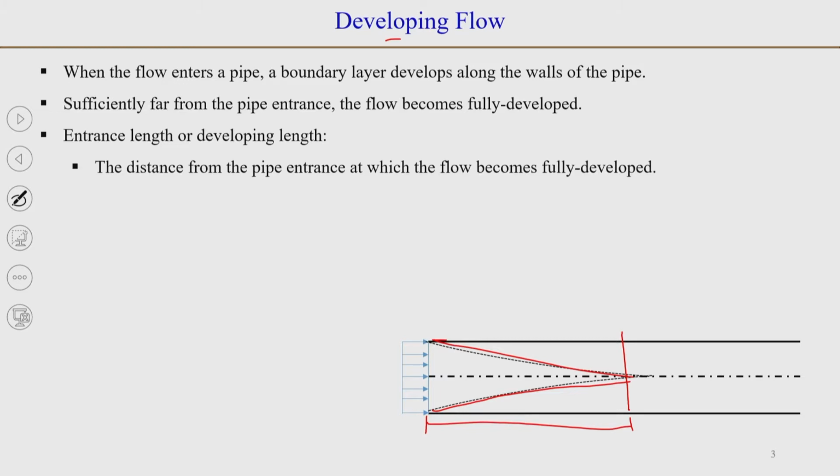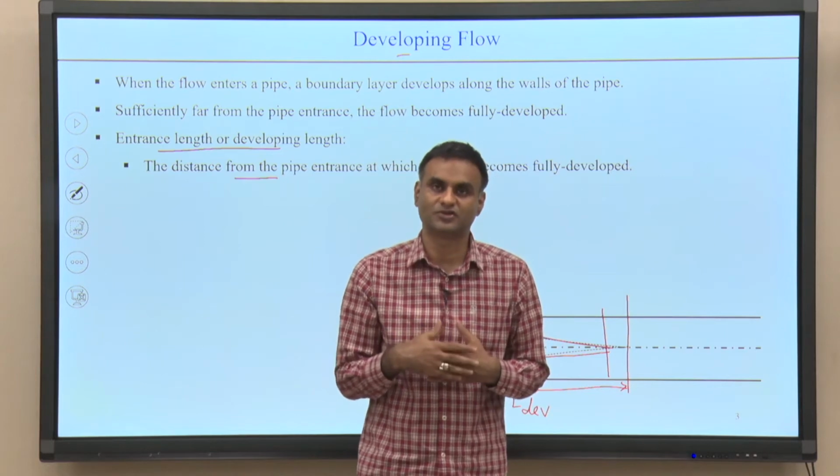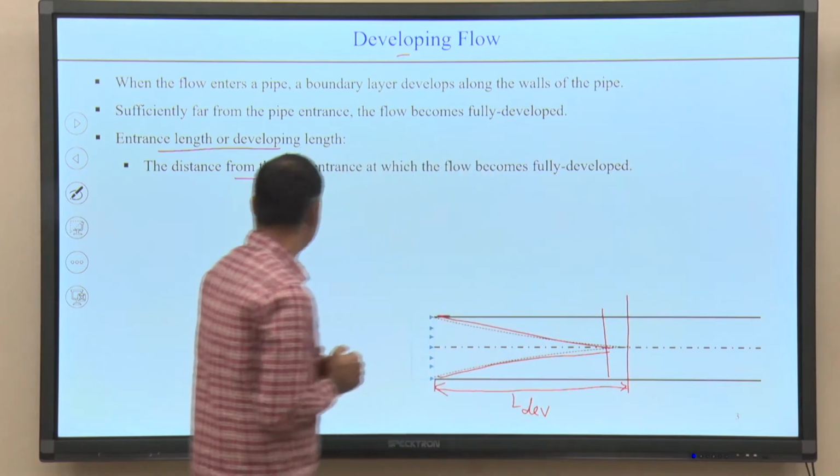So, basically the entrance length or developing length is defined as the distance from the entrance of the pipe. In this case we can say that this length is what is called the entrance length or developing length. We will write this as L development. Now, if the flow is laminar, then you will have a different entrance length, and if the flow is turbulent, the entrance length will be different.